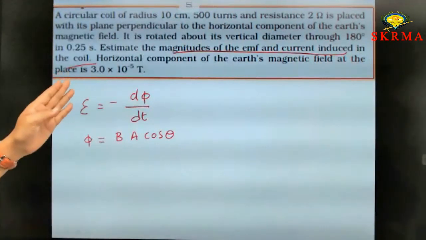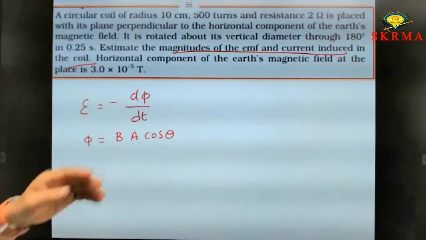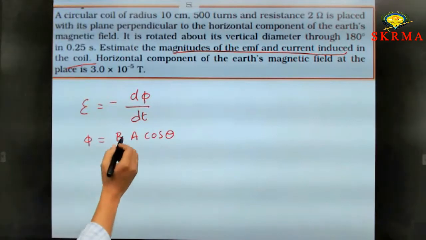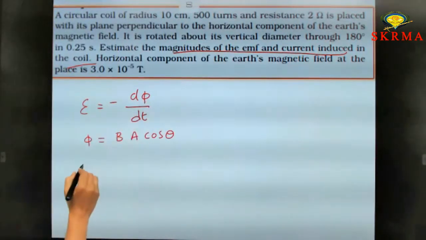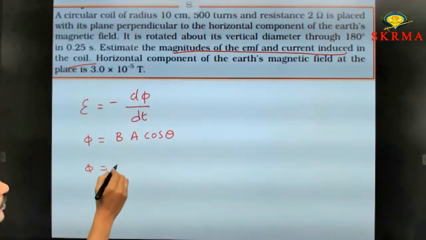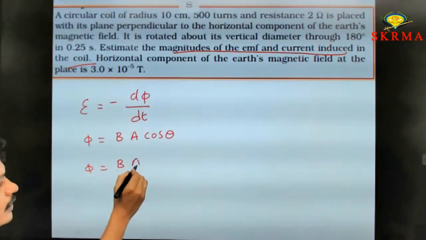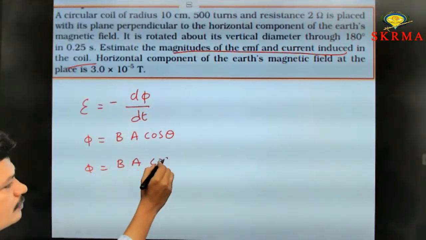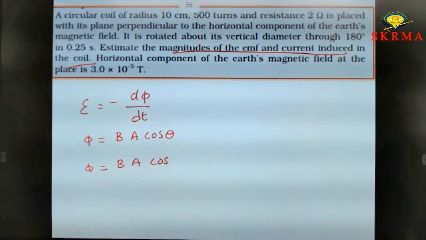Whenever it is perpendicular to the Earth component, then what is the equation? What is the basic equation we have to take here? That is, phi equals BA cos theta. What is the theta here? In the first case, what is the theta?